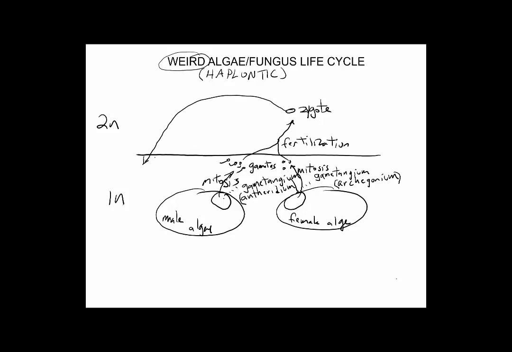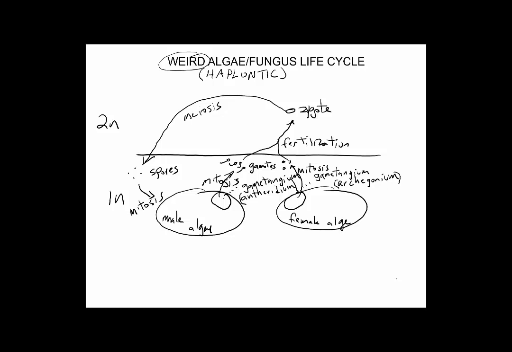And meiosis, you'll recall, is a process by which one, two, three, four. I'm very deliberately drawing four spores here because it's only one cell and it's going to undergo meiosis to produce four spores. And these spores are in the lower half of this line because they are haploid. They develop by mitosis to form new haploid individuals.